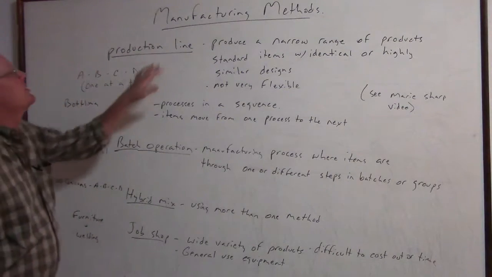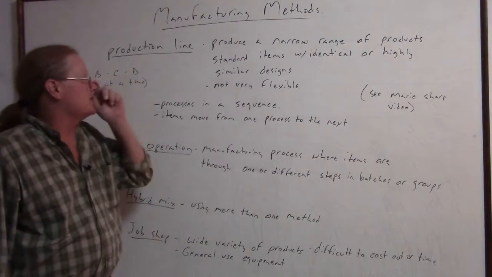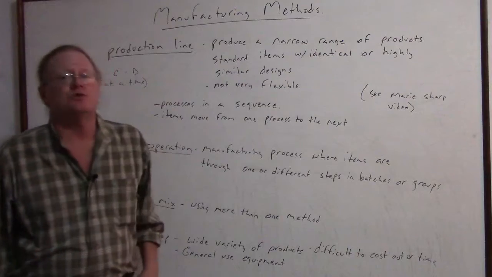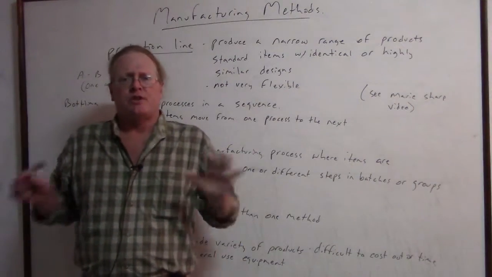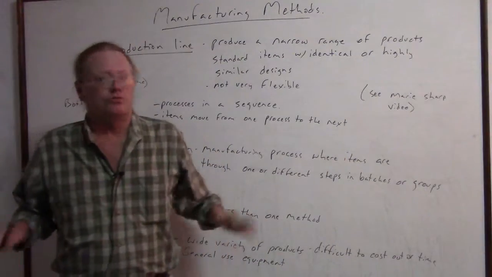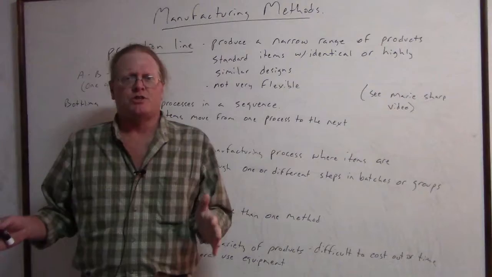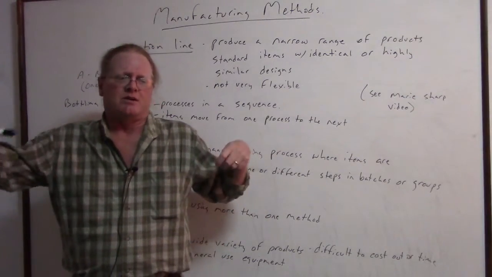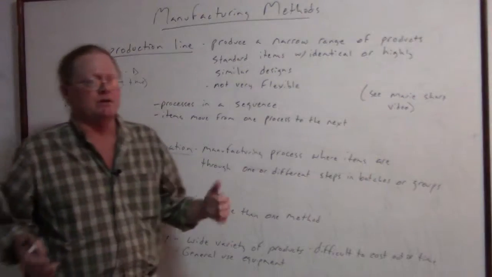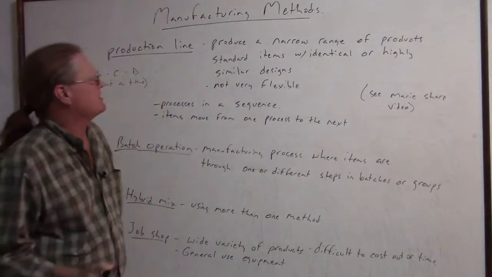So first we have the production line. We produce a narrow range of products or standard items with identical or highly similar designs. Imagine you have an assembly line. For example, it's not very flexible. You make washing machines or dryers on it. You can't make a car on it, right? And you can't make a washing machine on a car assembly line very easily.